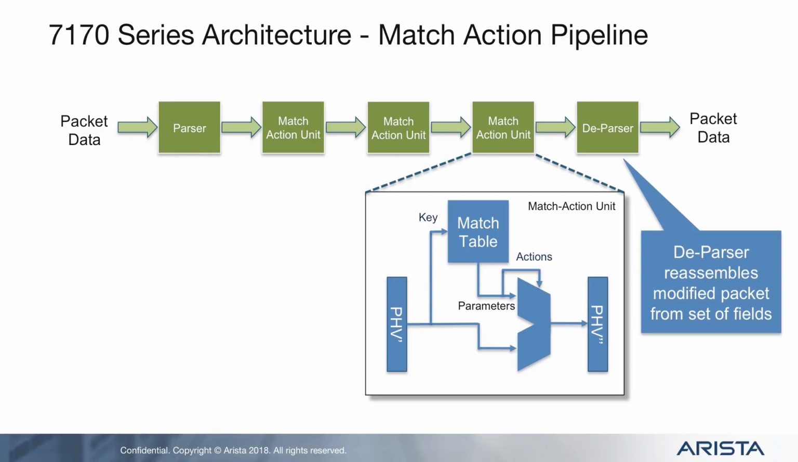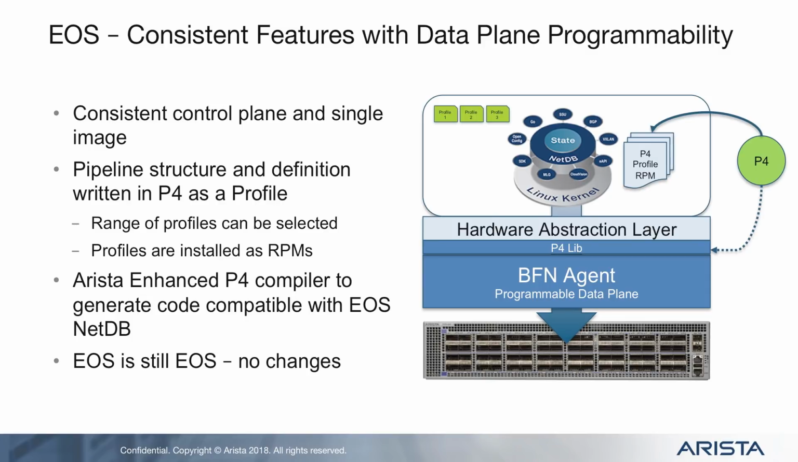Once the packet has passed through all the match action units, the deparser reassembles the packet for retransmission. The reassembly depends on the values of the PHV fields that were written by the various match action units in the pipeline. So for instance, if we've modified the DMAC of a packet, the deparser will reassemble the packet with the new DMAC value.